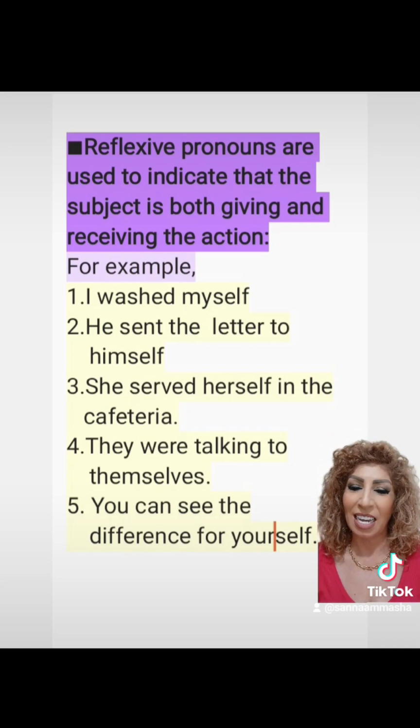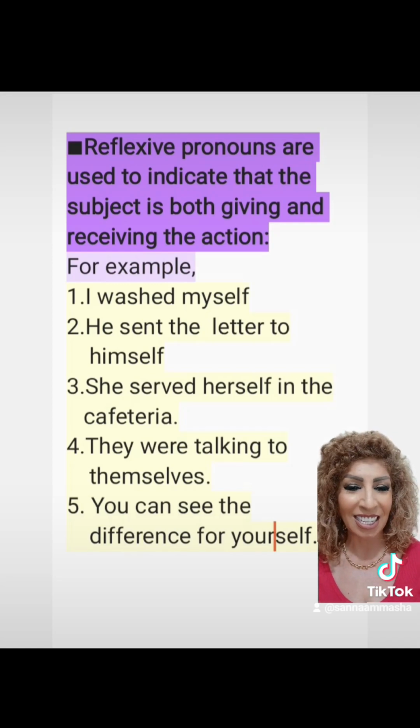So in the second example, he sent the letter to himself. He is the doer and the receiver of the action. He is who received the letters and he who sent the letters. In the third example, he served herself in the cafeteria. In the fourth, they were talking to themselves. In the fifth example, you can see the difference for yourself. Alright, now as you see here, we use the reflexive pronouns in the place of the object here.